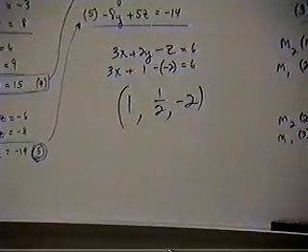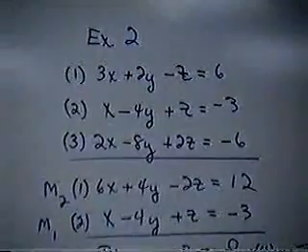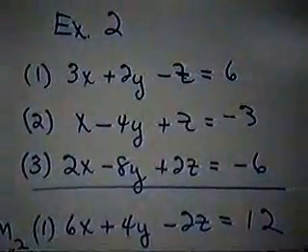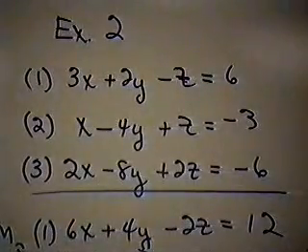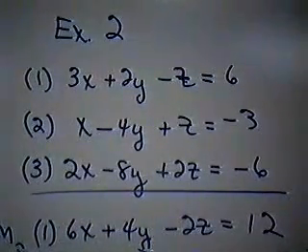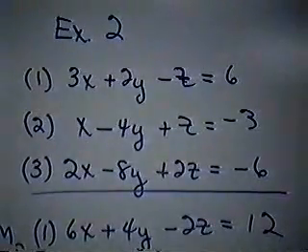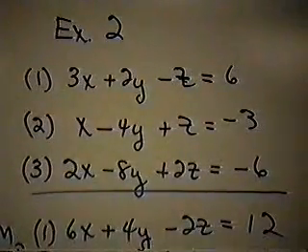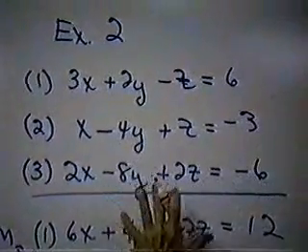All right, let's look at example 2 now. And what we're going to do now is look at cases where we don't have a single solution and what happens to us when we use this method. All right, example 2, we have this system of equations, three unknowns.